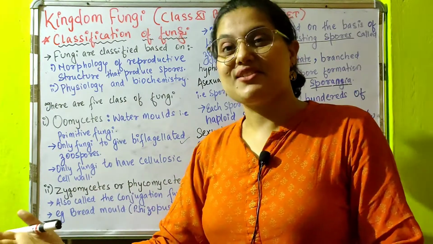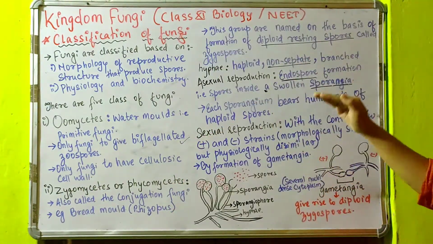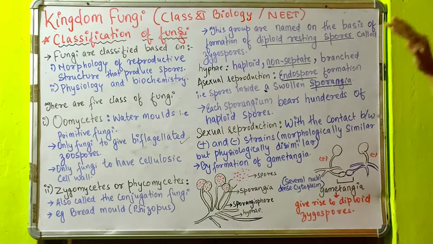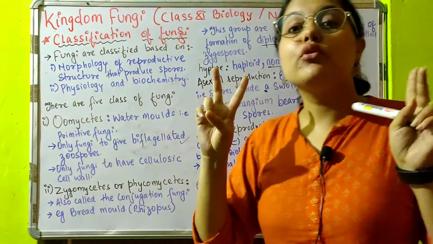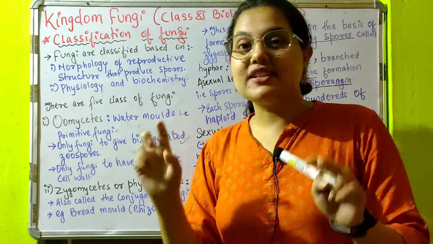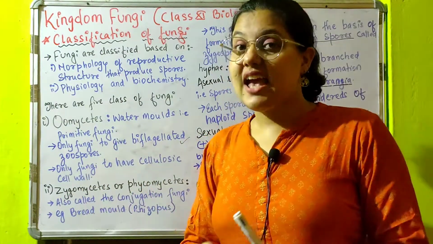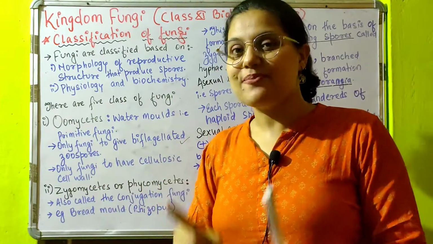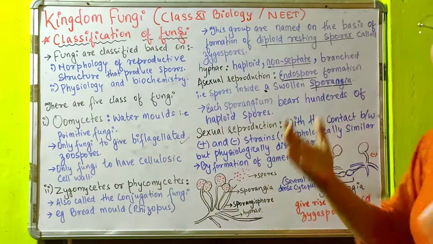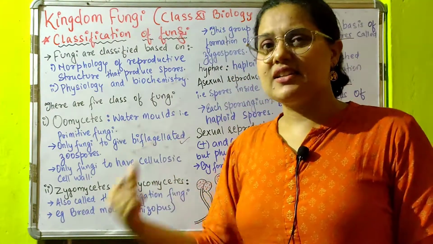Zygospores, Zygomycetes. The hyphae are haploid and non-septate, branched. We studied 2 different types of hyphae, isn't it? One is septate and another is non-septate. Zygomycetes have non-septate hyphae, and obviously the hyphae are branched and haploid.